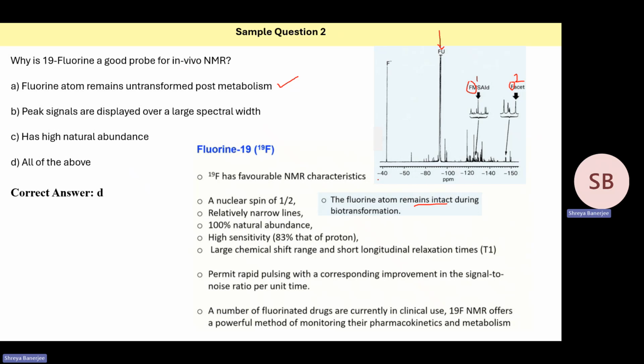You can see the spectral width here, it ranges so high. So because of the large spectral width, the signals can be resolved. So this is also correct. Then fluorine has high natural abundance. We know the abundance of fluorine is 100%. It does not have any other isotope. So this is also correct. So the correct answer is all of the above, or D.